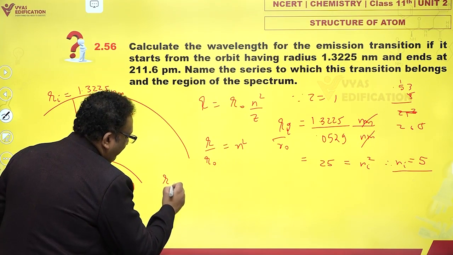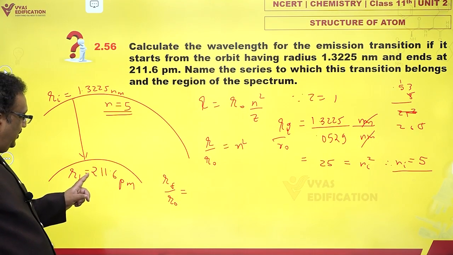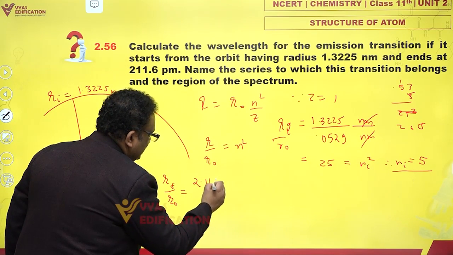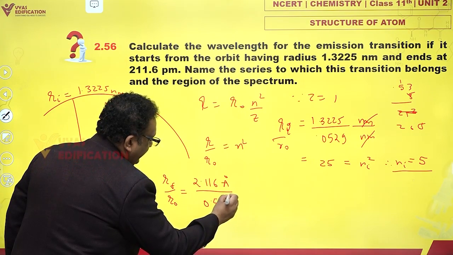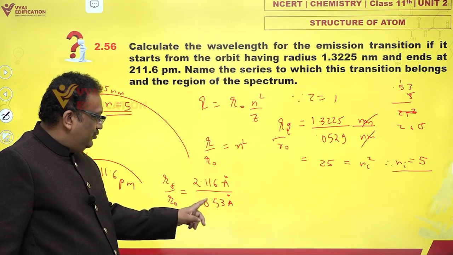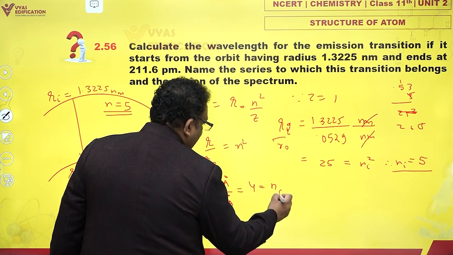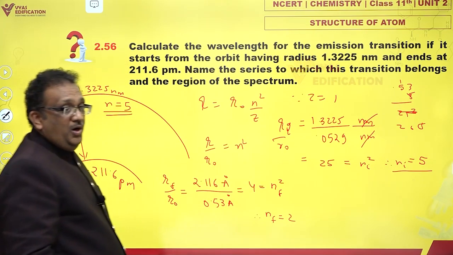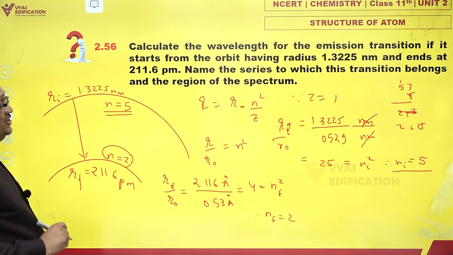Similarly, R final by R naught. It's 211.6 picometers, 2.116 angstrom units, divided by 0.53 angstrom units, which is R naught. Now what I see is 5 4s are 20. This looks like 4, which is n final square. Therefore, n final looks like 2. So from the fifth shell, the electron is actually falling to the second shell.